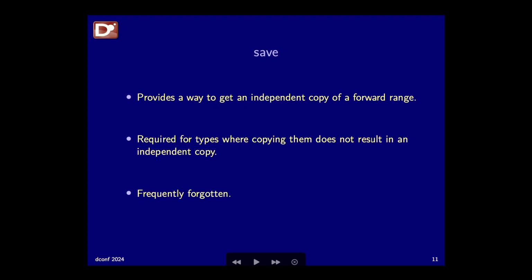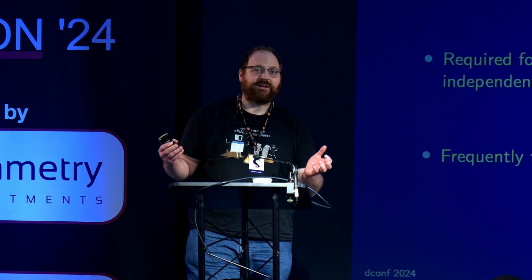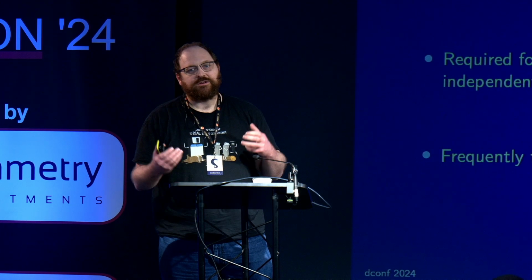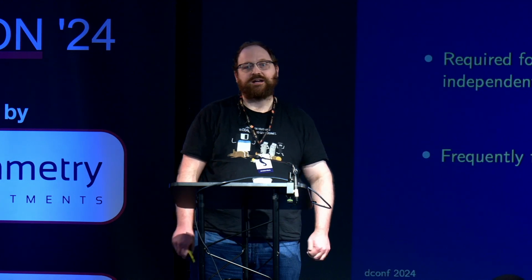Save has also caused problems. It's required to get an independent copy of a forward range, largely because of classes. Because if you have a dynamic array and you copy it, then you're guaranteed that you're getting an independent copy with regard to the iteration state. Dynamic arrays are pseudo-reference types, so you don't actually copy all the elements. You just end up with a slice of the same memory. But each array can be iterated independently. And so there's technically no need for a function like save. You can just pass them around, copy them. Each one's going to be independent.